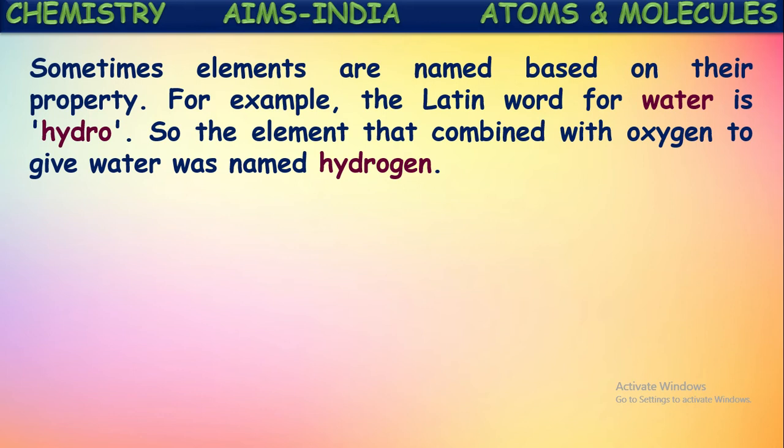They assumed that this element on combination with oxygen produces water. So they have given this name hydrogen for it. Hydrogen means water former or water generator. In that way, based upon that property of formation of water, the name hydrogen is given for that element.